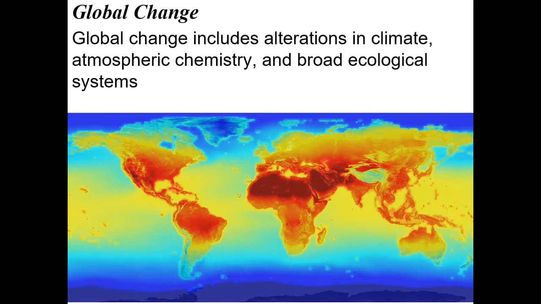Okay, next one is global climate change. And so this is only going to increase risk for biodiversity. The hotter the climate gets, the more acidic the ocean gets, the more likely we are to have extinctions. So this is a huge concern.